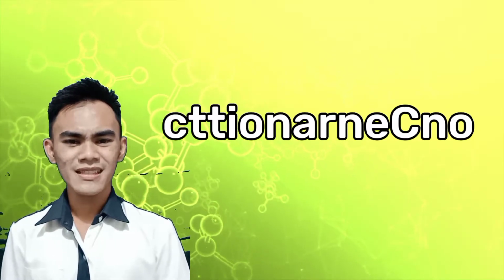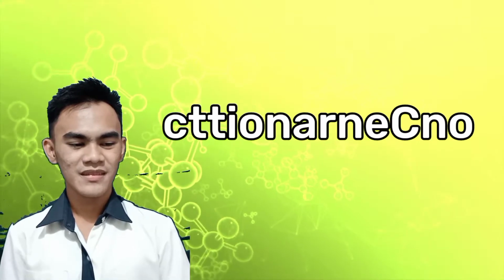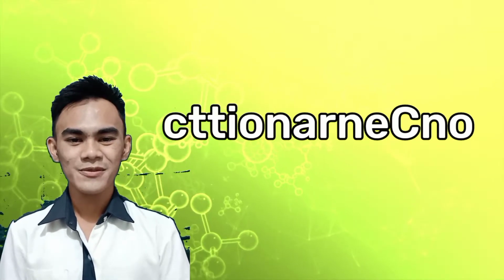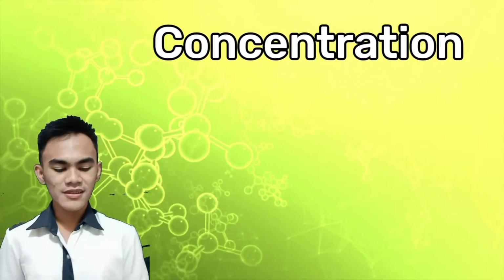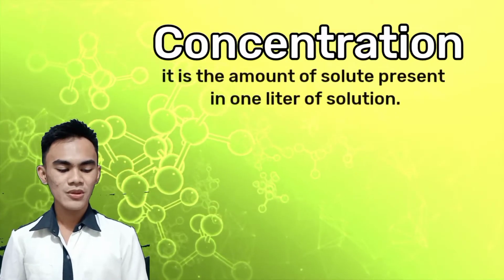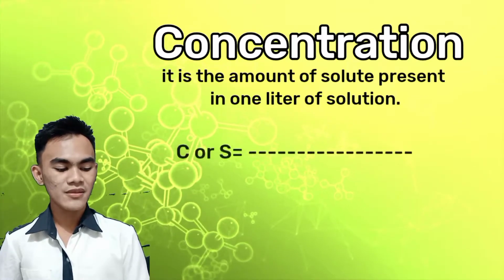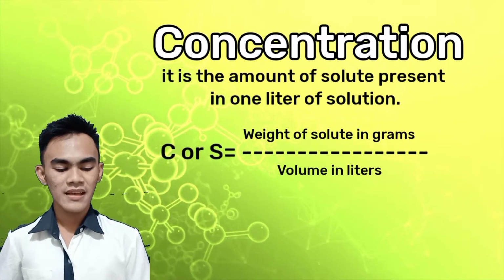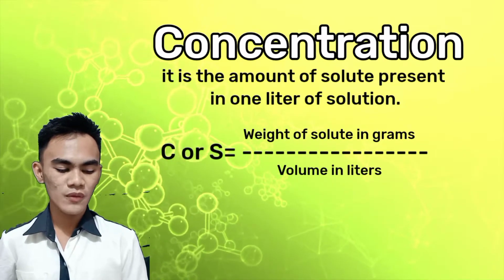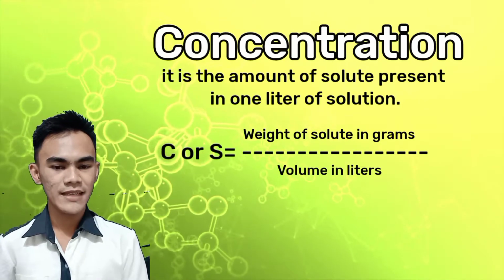So what is this word? Alright, so correct. That is concentration. Concentration is the amount of solute present in 1 liter of solution. It is denoted by C or S. C or S is equal to weight of solute in grams divided by the volume in liters.